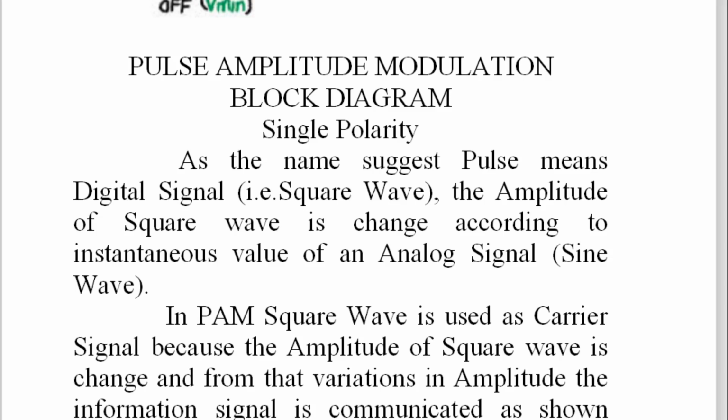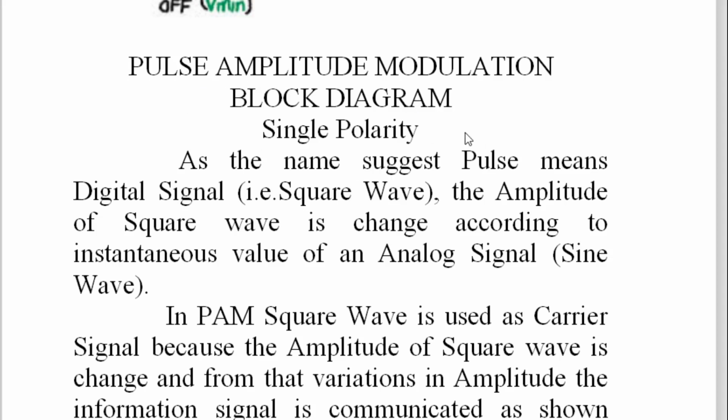Square wave is used as the carrier signal because by this time all of you know that we are not going to change any parameter of an information signal. The information signal has to be very safe and secured, so it should not get disturbed at all. In pulse amplitude modulation, it is clearly written in the name itself: pulse means square wave, and the amplitude of the square wave is changed.